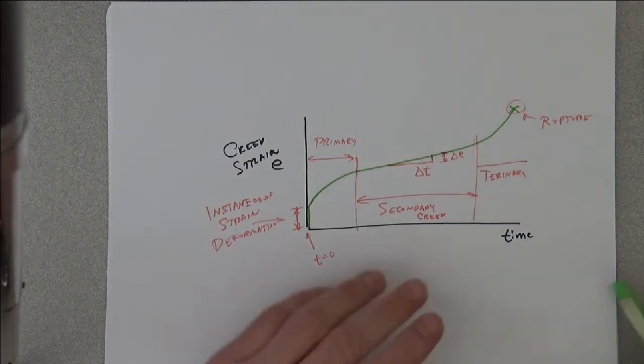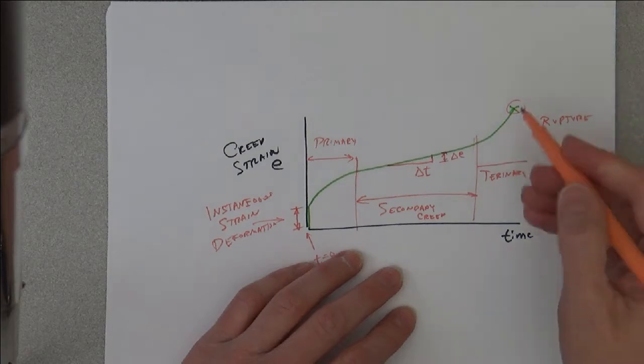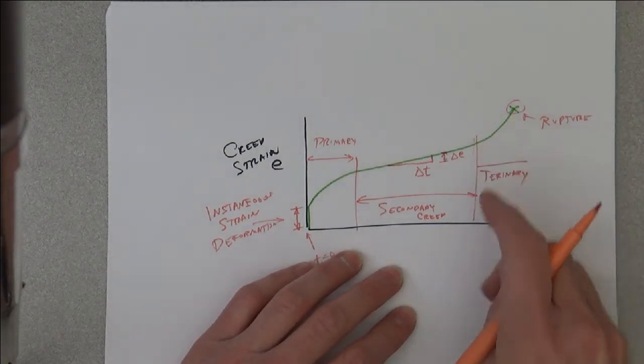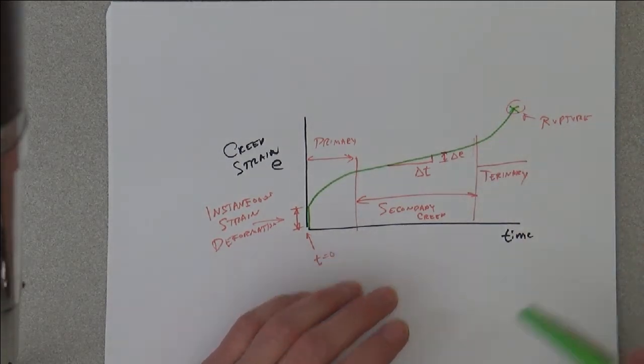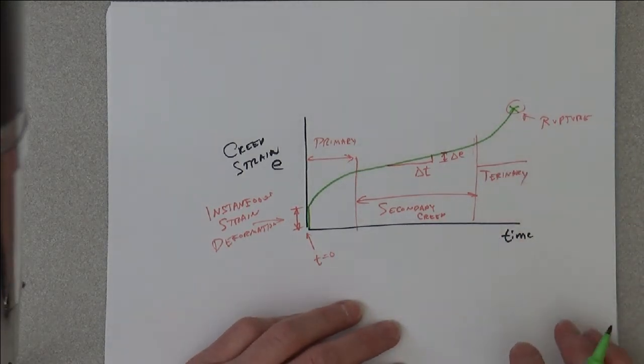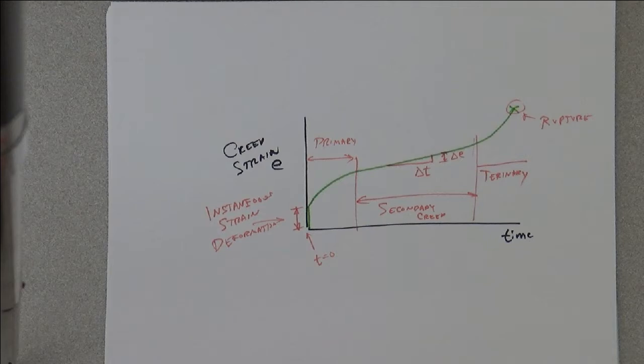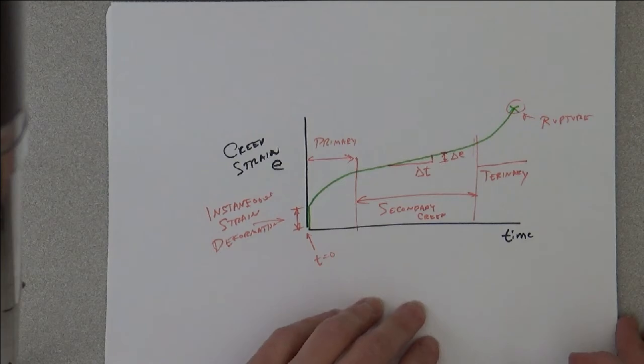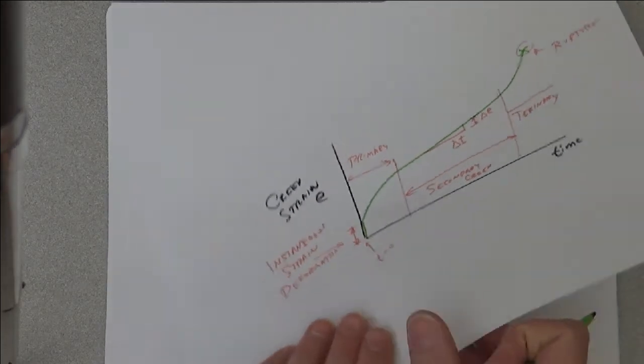And then in the ternary creep, that's the point where there's voids and thinning in regions which lead to rupture within a period. You can think of it as approaching a failure. So as I said, this is typically a thermally activated process.